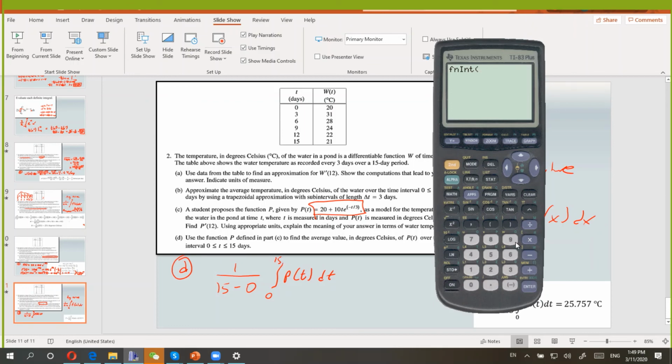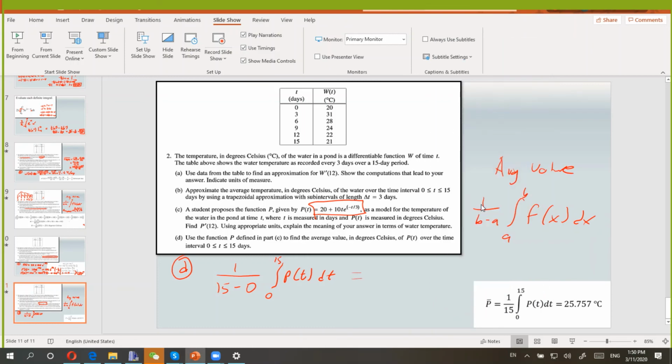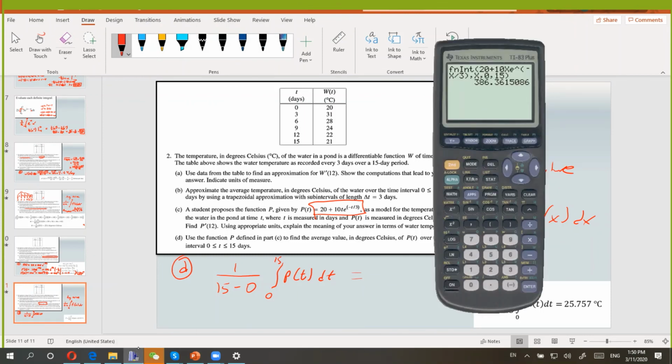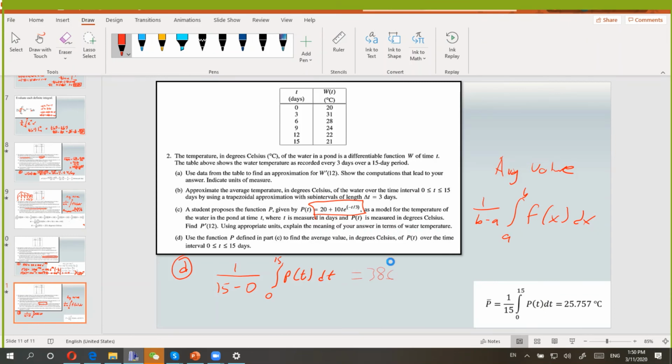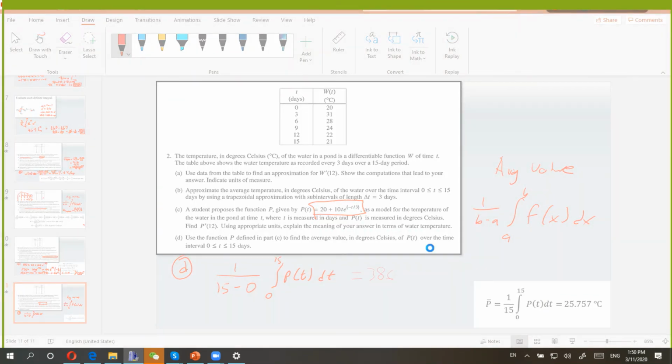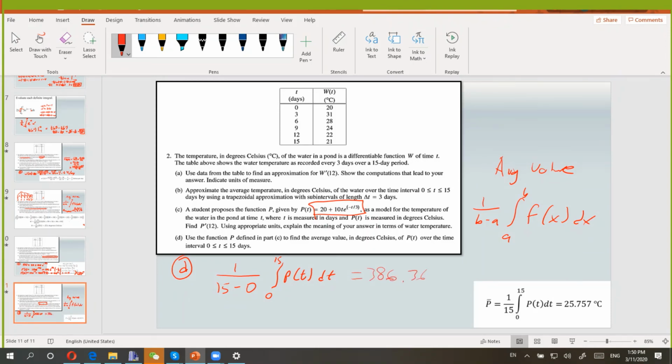So this is my equation: 20 plus 10x, I'm going to write x here because this is just a variable, times e raised to the negative x over 3. I'm going to integrate in terms of x from a start point of 0 to an endpoint of 15. Should give us our integral, which is 386.362. Oh, there we go, 386.362. What should my units be for this, if this is an average value?